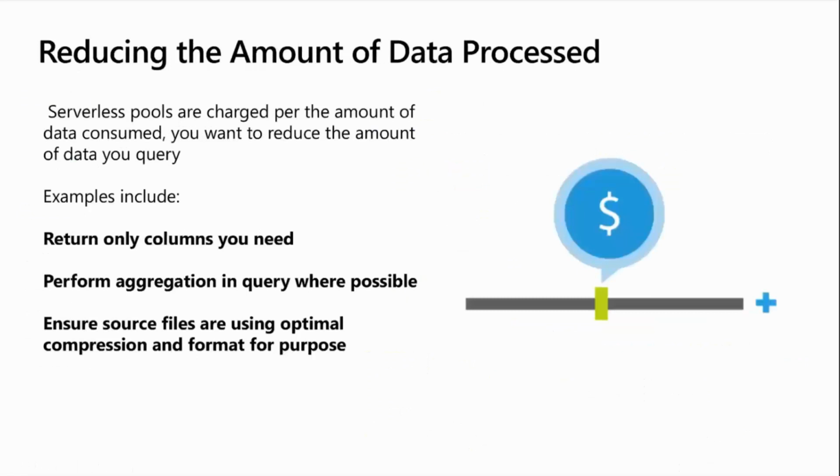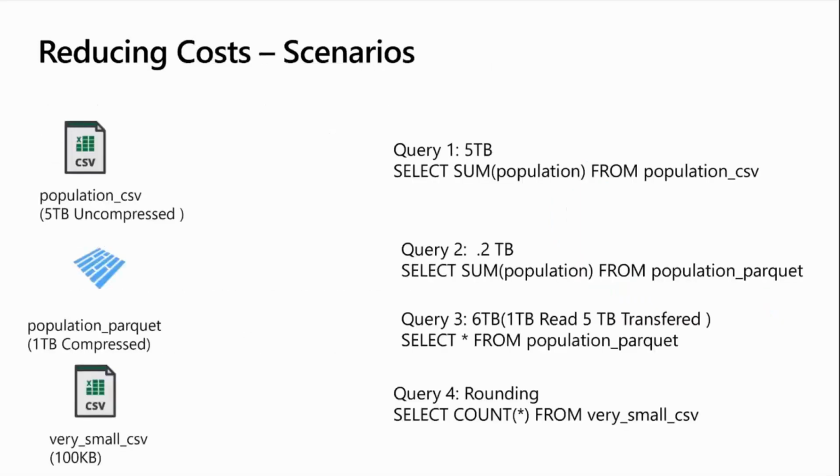The key thing is you want to return only the columns you need. There's no caching, so every time you run a query, you're going to get charged for it, but it'll be a small amount. And just ensure that you're only returning the columns you need, performing group bys, and then ensuring that the compression and the format's optimal for analytics.